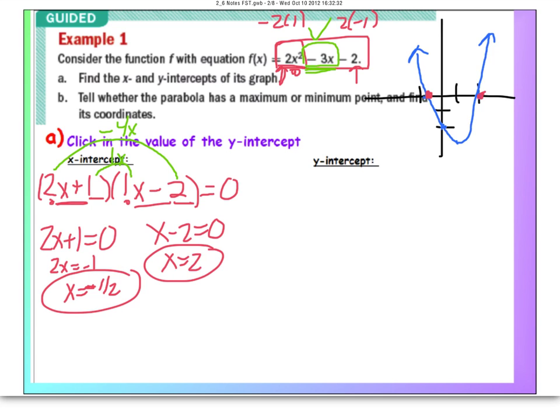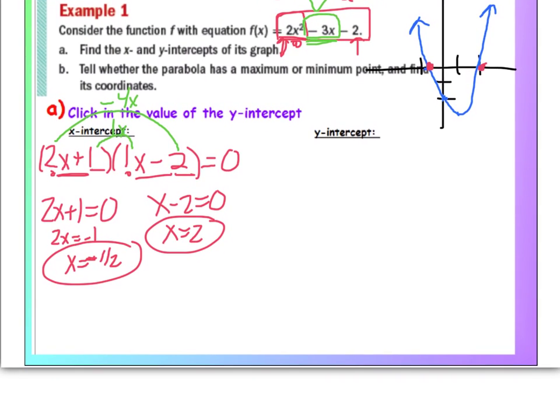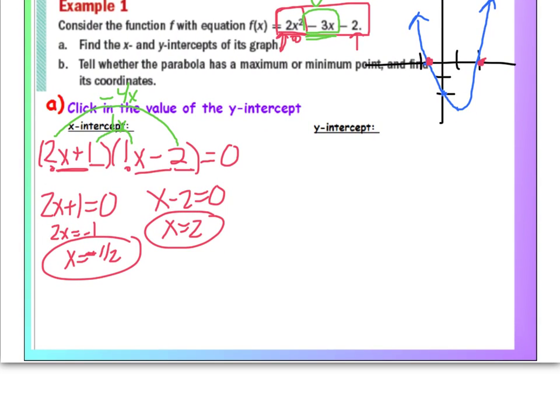Now, let's say you aren't that strong of a factorer and you wanted to be able to do this with the quadratic formula. You could do that, and let's take a peek. The quadratic formula says interpret a, b, and c. So a is in front of x squared, so it's 2. B is in front of x, it's -3. C is the value by itself, -2.